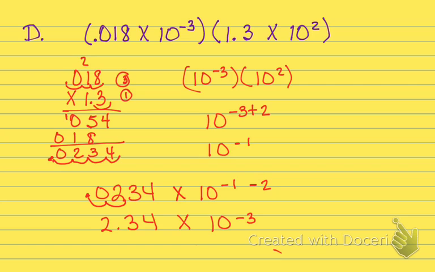Because we are not in scientific notation, we have to move this 2 places, and the number got bigger, so this number had to get smaller. So we take away 2 places. So negative 1 minus 2, or with a negative 2, we get a negative 3. So this is our final answer. See how you did.